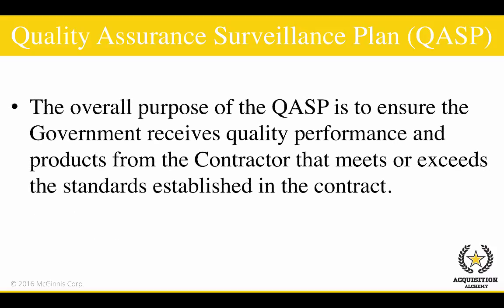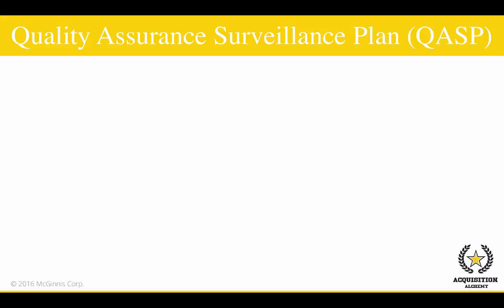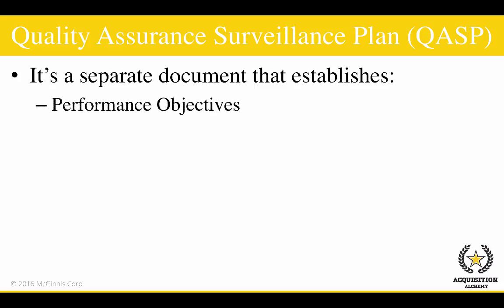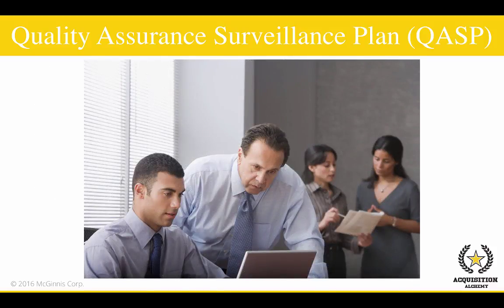The overall purpose of the QASP is to ensure the government receives quality performance in products from the contractor that meets or exceeds the standards established in the contract. Unlike the PWS, the QASP is not actually part of the contract. It's a separate document that establishes the performance objectives, performance standards, and acceptable quality levels, and it describes how the government will inspect and report the findings and results of quality assurance surveillances. The QASP ensures that the contracting officer, the COR, the requiring activity, and the contractor are all aware of the contractor's quality standards and inspection methodologies.